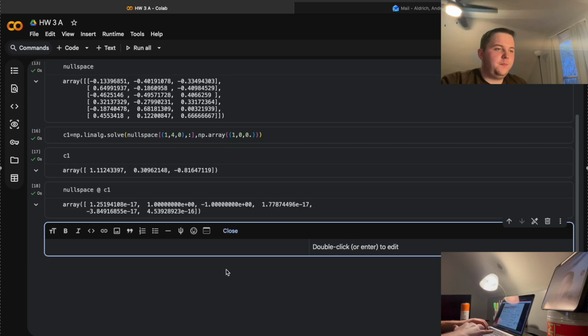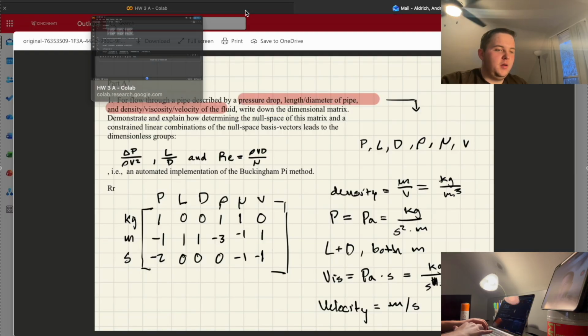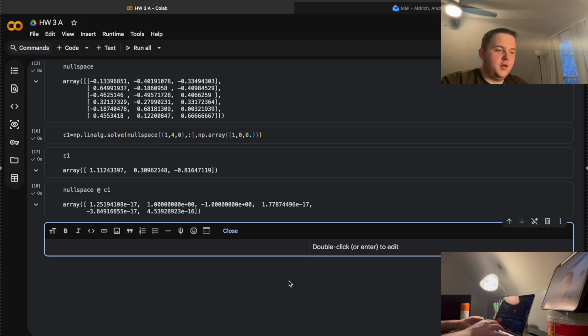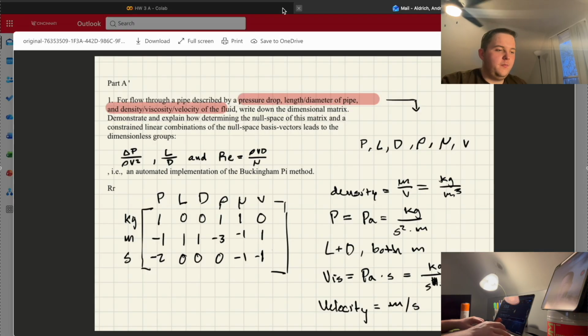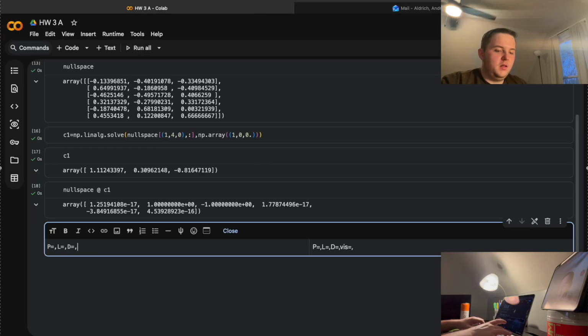So we have pressure, length, diameter, and then I'm just going to write out viscosity. I forgot the comma. Or I think it's actually density then viscosity. Density, viscosity, what's the final one? Velocity. Actually, I'm going to write out vel, otherwise I'm going to get confused.